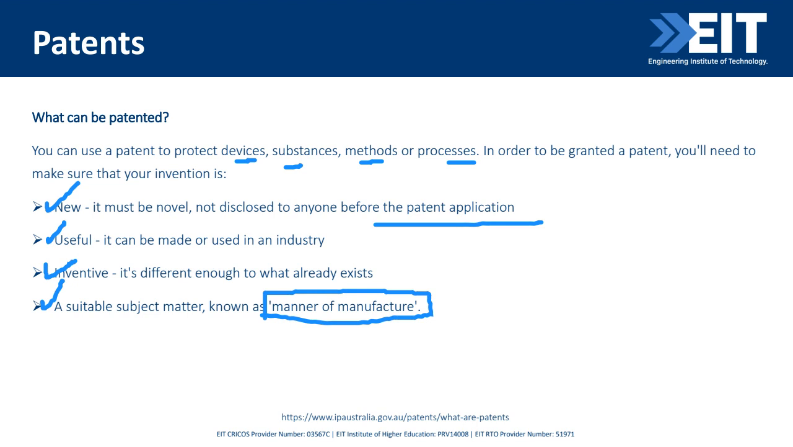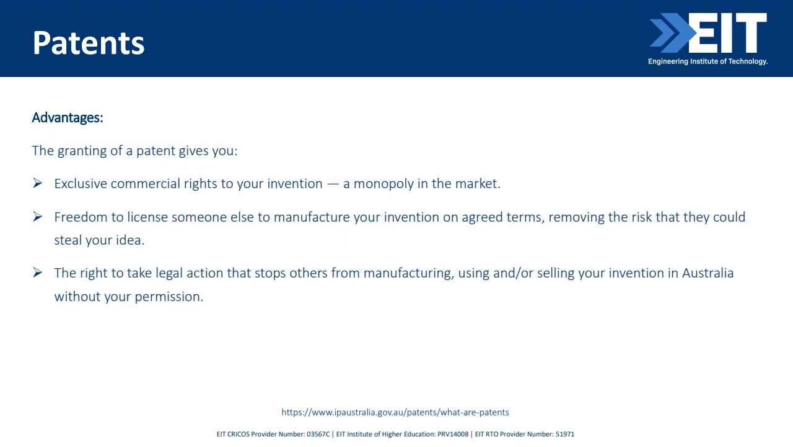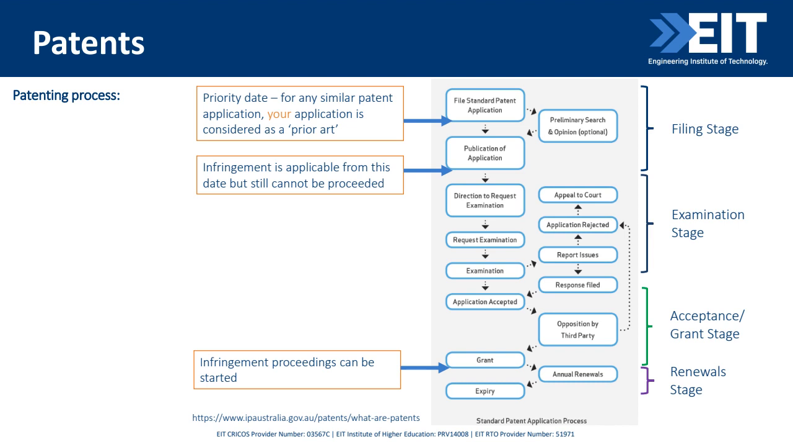What are the advantages of getting a patent? So when you get a patent, you have exclusive commercial rights to exploit your invention. That can give you monopoly in the market. You also have freedom to license someone else to manufacture that invention on the agreed terms. And it also gives you the right to take legal action that stops others from manufacturing, using, and/or selling your invention in Australia without your permission. So these are some of the main advantages of registering a patent.